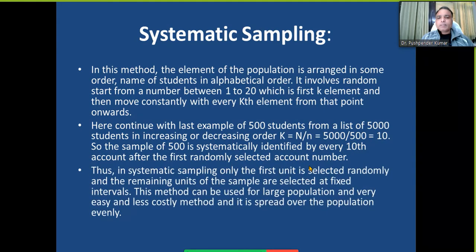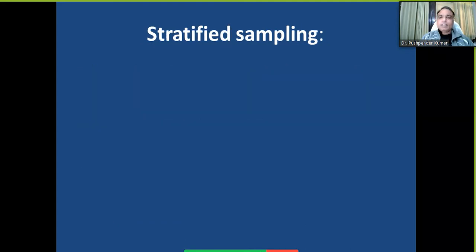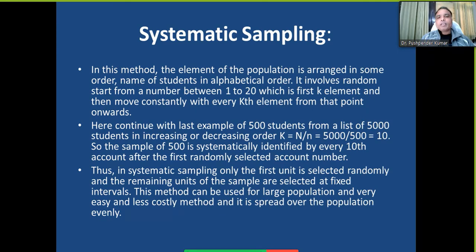So in systematic sampling, only the first unit is selected randomly, and then the remaining units of the sample are selected at a fixed interval. So this is basically systematic sampling. First maybe 5, 6, 7, whatever you select, the next would be constantly moving further with a gap of 10. But for this you should have a sampling frame where you have a roll number, enrollment number, or bank account number if you are collecting data from bank customers. It should be in some order, maybe increasing or decreasing.